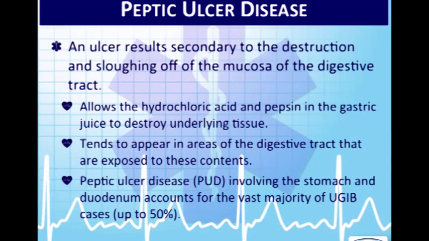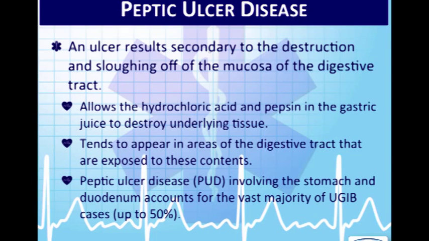Let's move to another pathology that is very common, particularly in the urban population in the Milwaukee area: peptic ulcer disease. These ulcers are very common. The mucosa of the esophagus, the stomach, and the small intestine can wear away. It tends to expose areas of the GI tract. An ulcer is just what you could imagine, the wearing away of part of the lining.